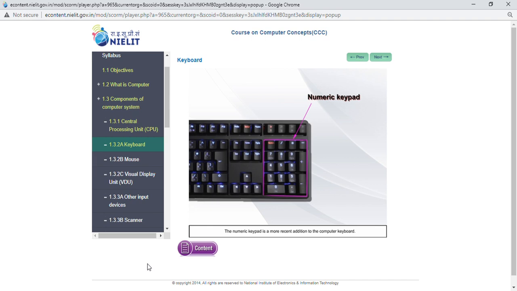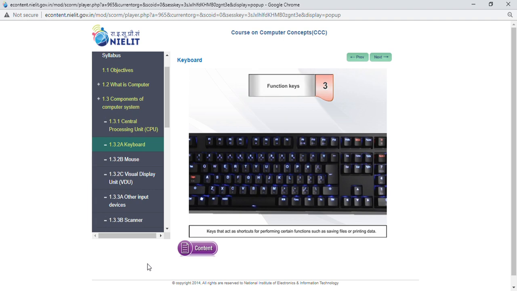A numeric keypad. The numeric keypad is the most recent addition to the computer keyboard. It is handy for entering numbers quickly. The 17 keys are grouped together in a block like a conventional calculator or adding machine.